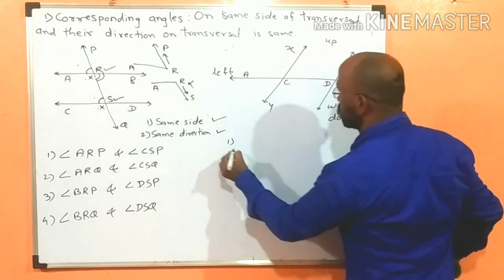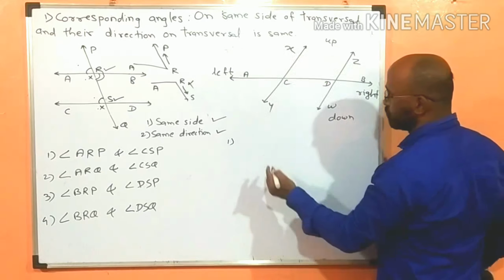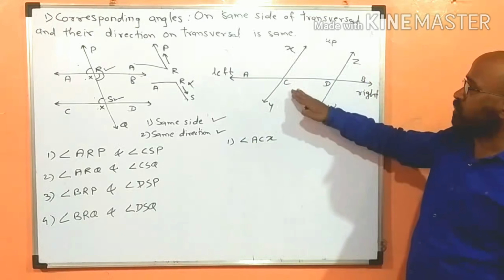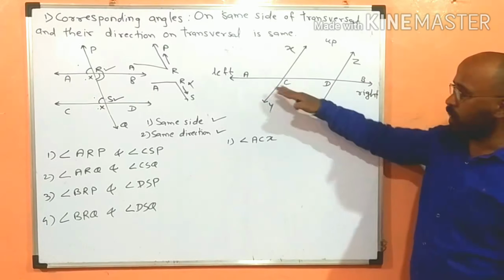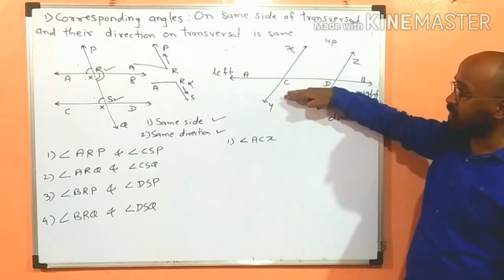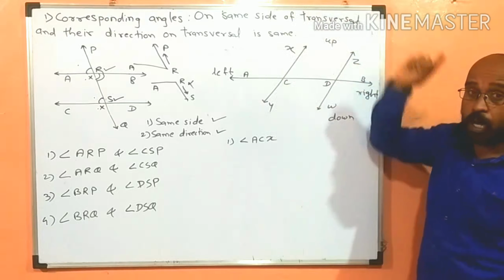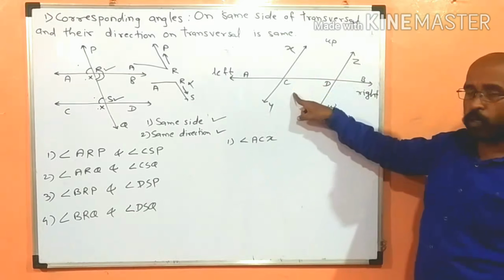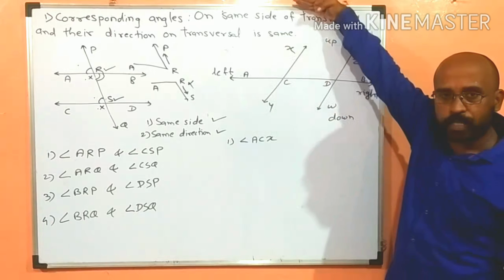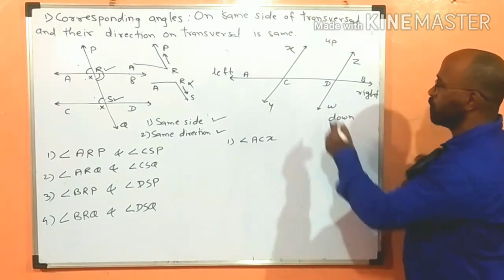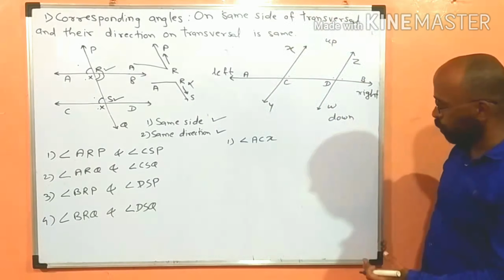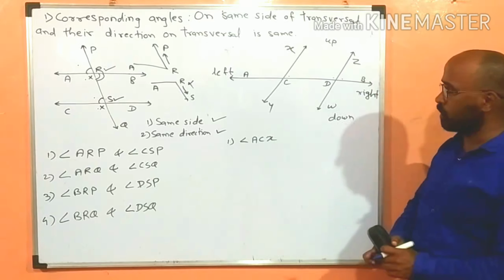First angle, suppose the first angle is angle ACX. On which side of the transversal is it? The transversal is AB, and ACX is above AB. So ACX is on the up side of the transversal. So its corresponding angle will be on the up side, meaning 1, 2, 3, 4. These four angles are on the up side of the transversal. So its corresponding angle will be either this angle or this angle. Clear, students? Now let us see which is its corresponding angle.